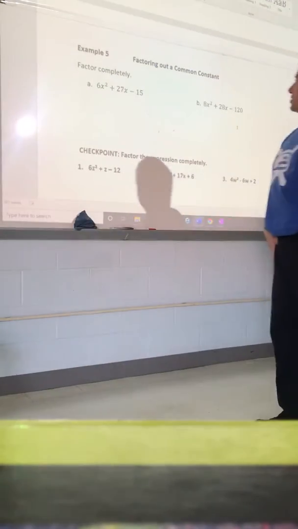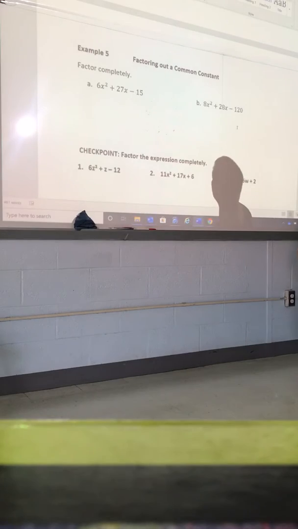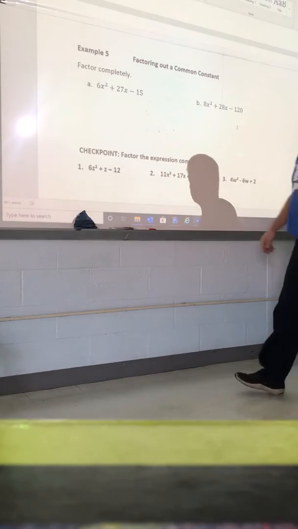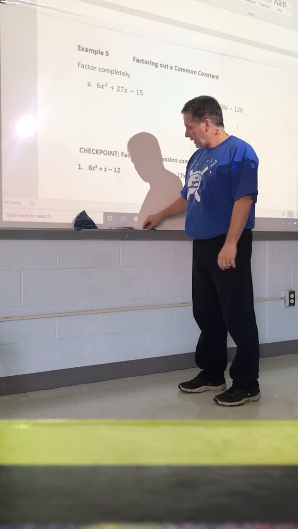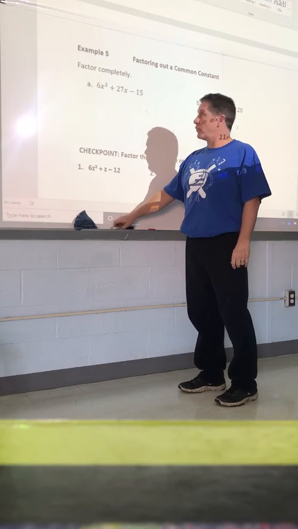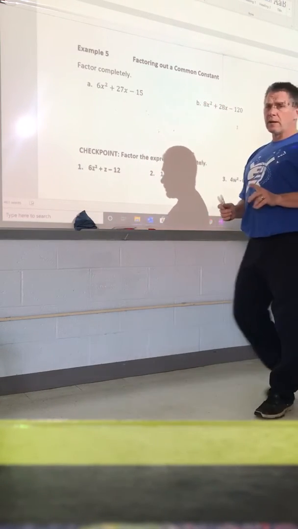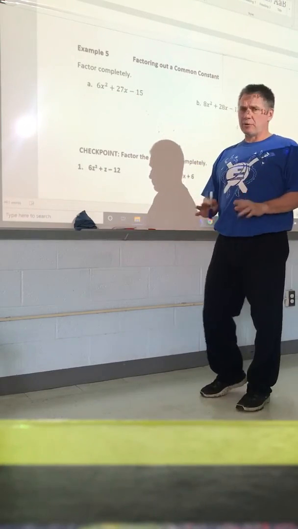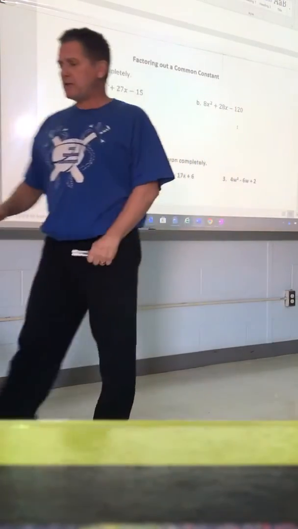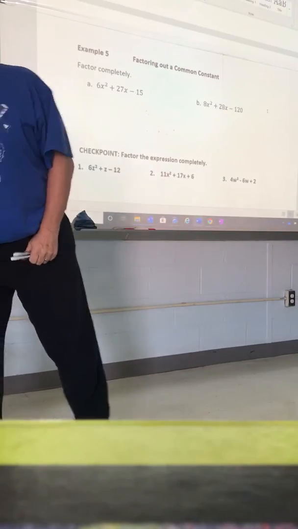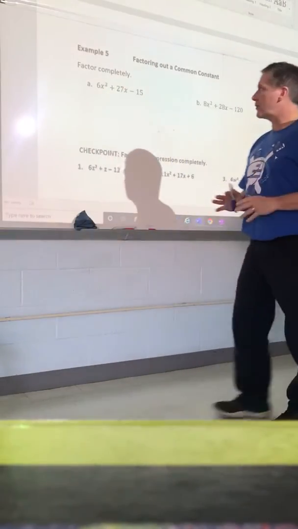Alright, so we are going to continue our notes for factoring out common constant. This was example 5. Again, these are the notes from 5.3 to 5.5. The first thing you want to do anytime you're doing any kind of factoring is try to factor out any common factor that you can.